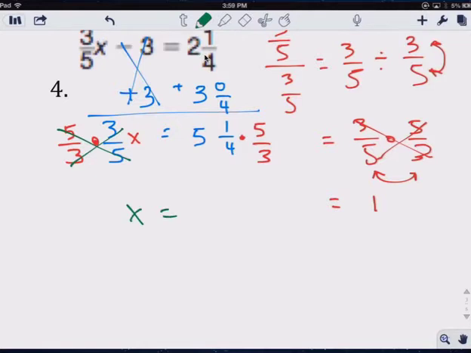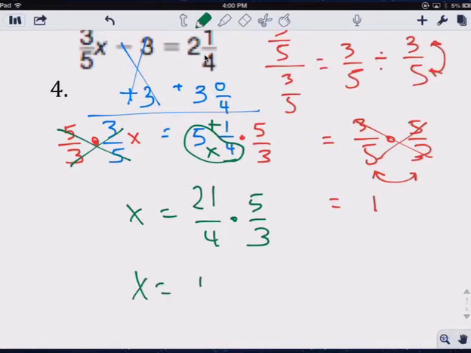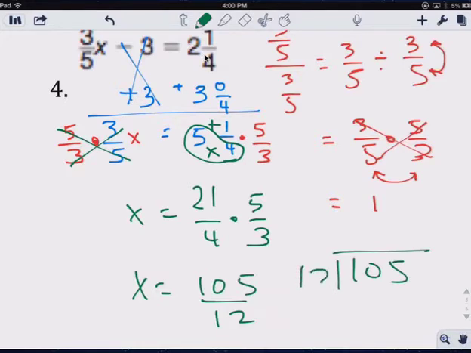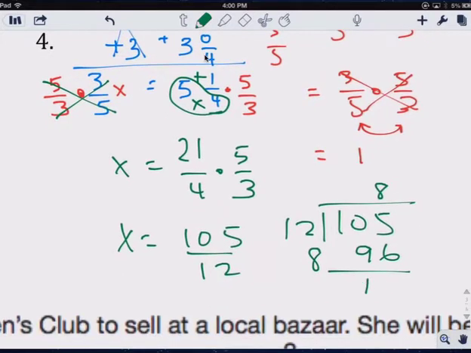That's x equals 21 over 4 times 5 over 3. It's 21 because multiply, add, mix it into an improper fraction. x equals 105 over 12, and 105 divided by 12 is 9 times? 9 is too much. 8 times 12 is 96. That gives a remainder of 11. So my answer is x equals 8, remainder 11 over 12.